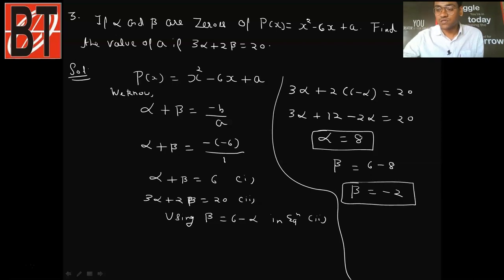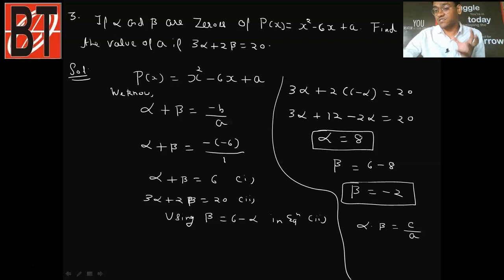Now students, since we have both alpha and beta, the value of alpha into beta is going to be equal to a. Why? Because we know the product alpha beta is going to be c by a. Okay, so alpha into beta is equal to c by a. We know that.